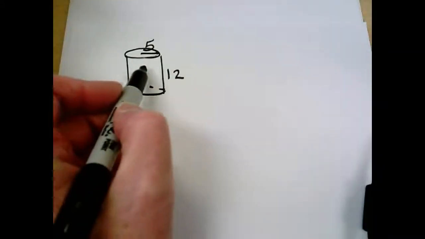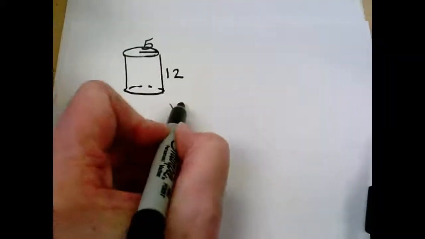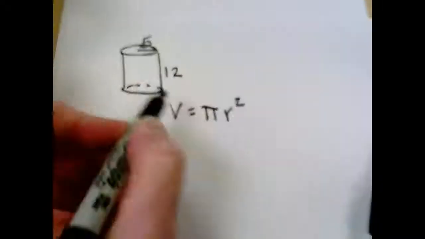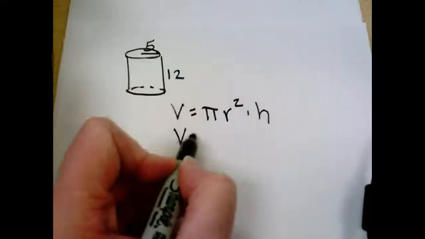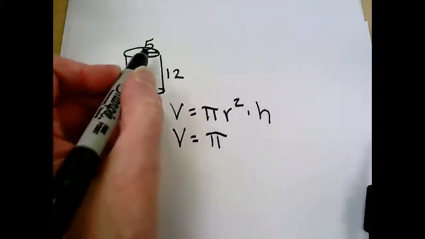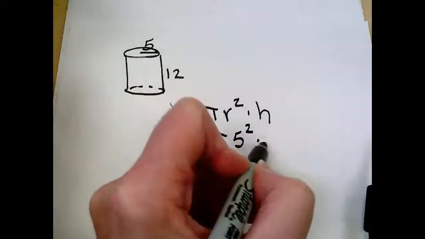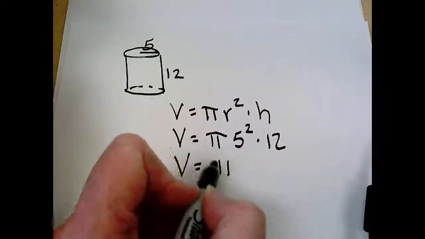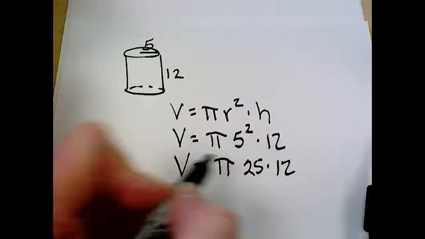When I have a cylinder, my cylinder is a prism. The area of the base is a circle. So I go volume equals pi radius squared, because that's the area of your base, times the height. Volume equals pi, my radius is 5, so I square it, times the height of 12. Volume equals pi, 5 squared is 25, times 12.